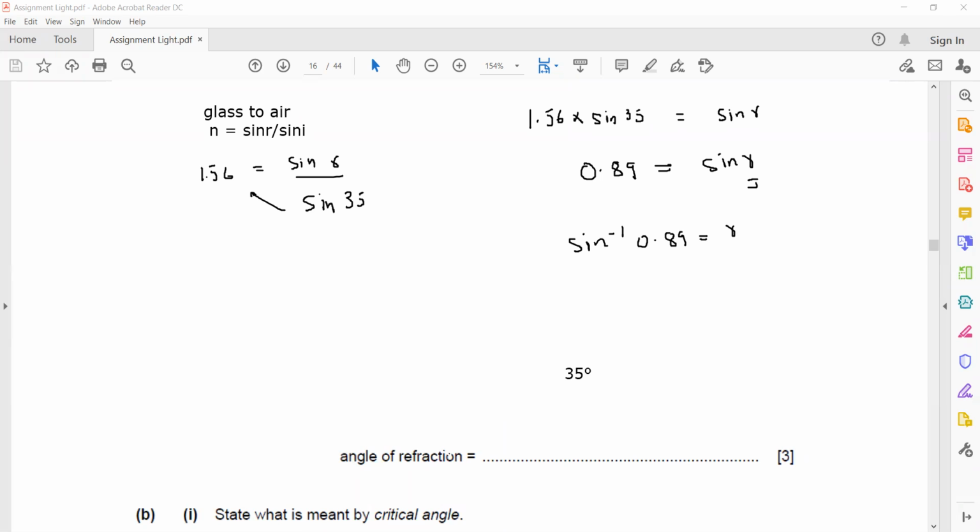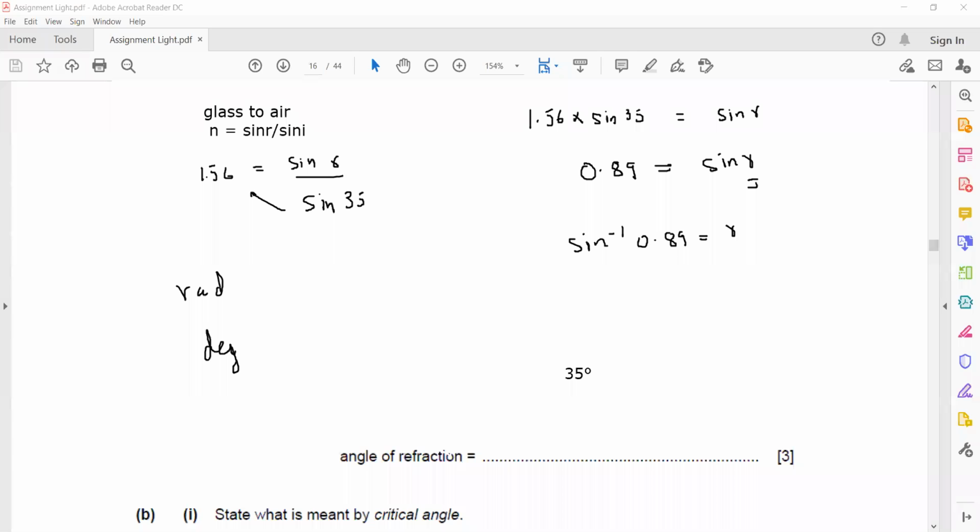Radian and degrees are the units of angle. Angle can be in radian, angle can be in degree. But when you're solving, all these angles are in degrees. So when you solve, your calculator screen should be in degree mode, not radian.